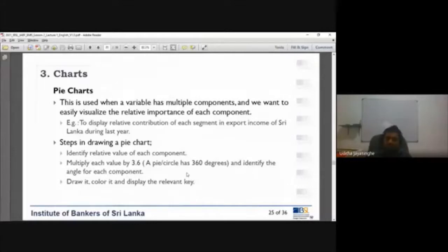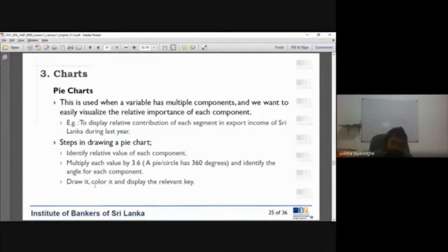For example, let's say 90 divided by 360 is going to be exactly 90 degrees. 25 divided by 100 is also going to be 90 degrees in the representation. So remember the fact that 360 degrees is the number of degrees allocated for one pie.